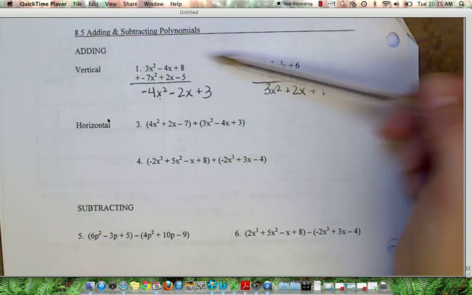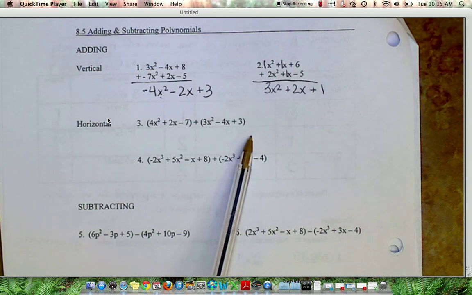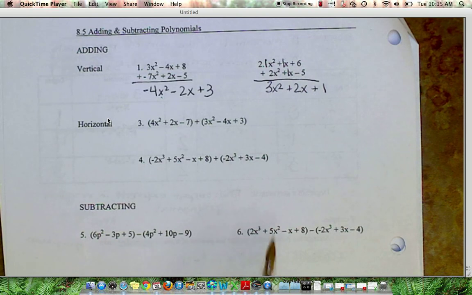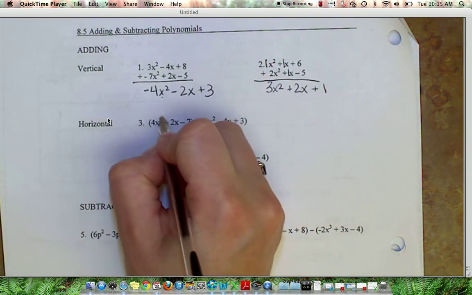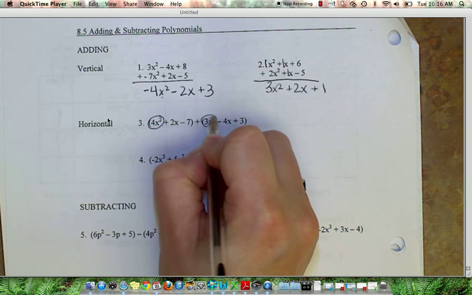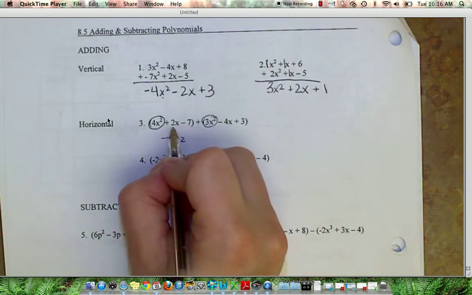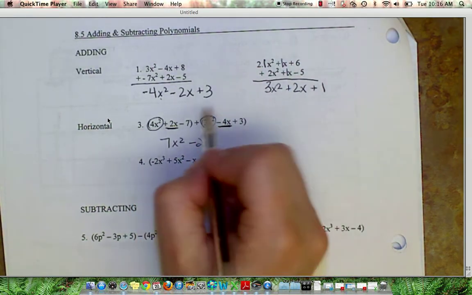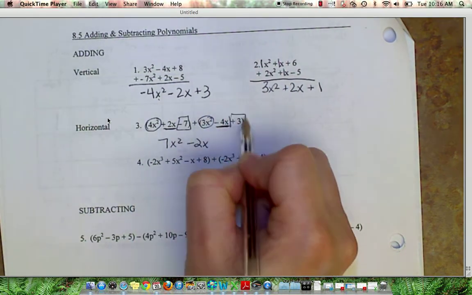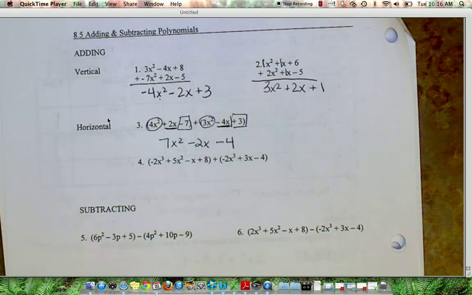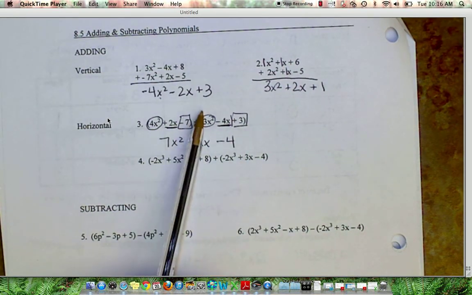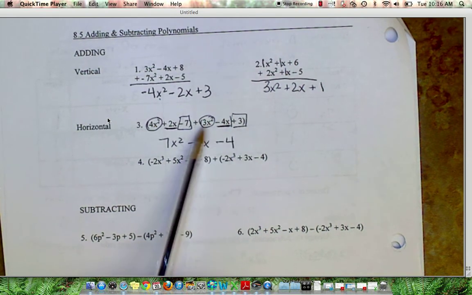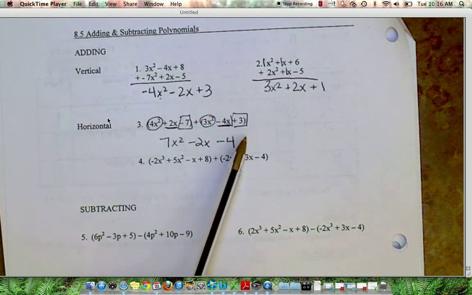So you can add them vertically, but oftentimes they are set up horizontally. And we are just combining like terms, which is something we've also been doing. So 4x squared plus 3x squared would be 7x squared. 2x minus 4x would be negative 2x. And negative 7 plus 3 would be negative 4. So you're just finding the like terms. Do not be thrown by the parentheses. Since it's addition, it actually won't affect anything in here. So we're just finding the like terms and adding them.